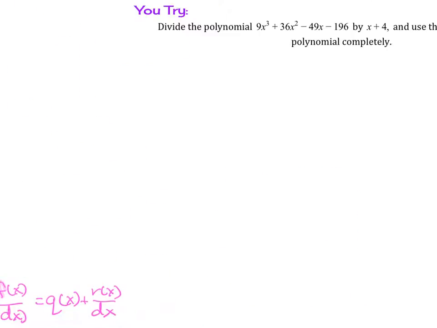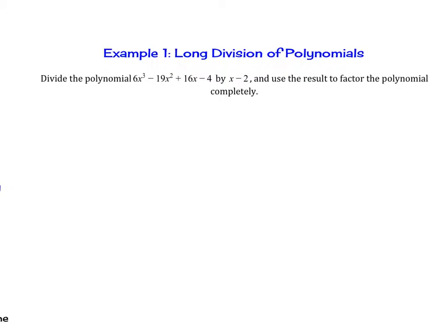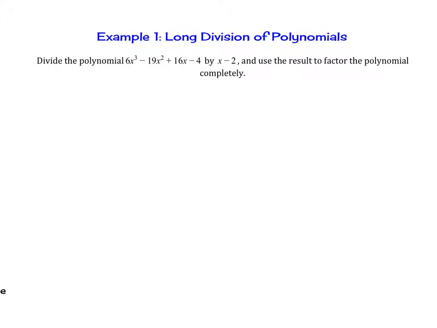Let's go ahead and try dividing using long division. So we're focusing on long division, not quite synthetic division yet. So let's divide this. We have 6x cubed minus 19x squared plus 16x minus 4. So that is our dividend, and that's going to go inside. So am I missing anything? 3, 2, 1, 0. No. I have all my terms. 6x cubed minus 19x squared plus 16x minus 4. And our divisor is this x minus 2.